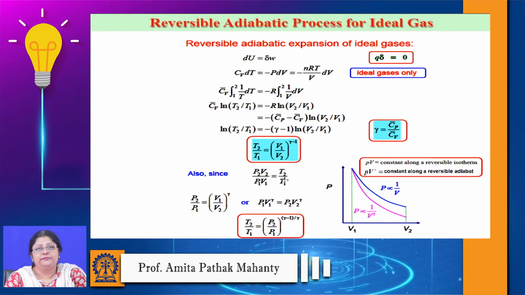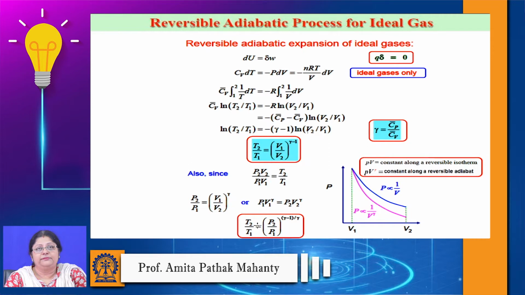So I can write down the various forms in which I can write the PV relationship. What you have to remember here is that you are always asked to find out the final temperature. You have to know the relation between temperature and volume, or temperature and pressure, or pressure and volume.